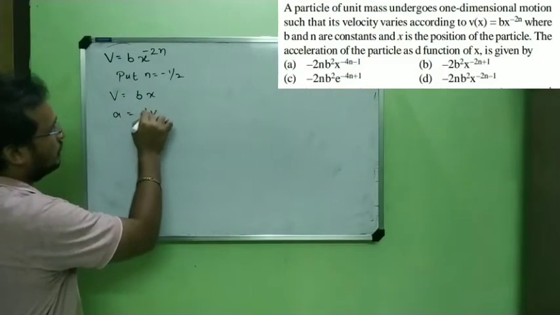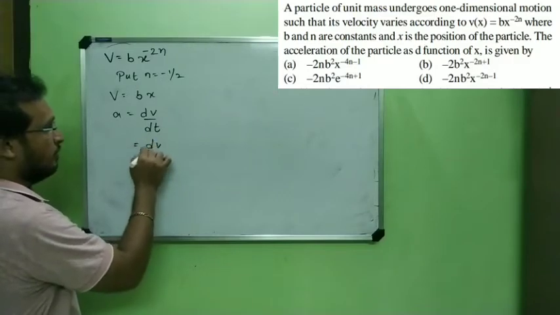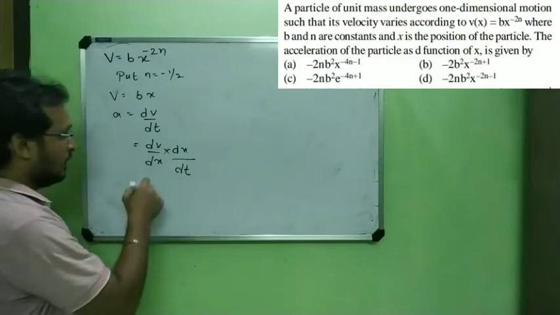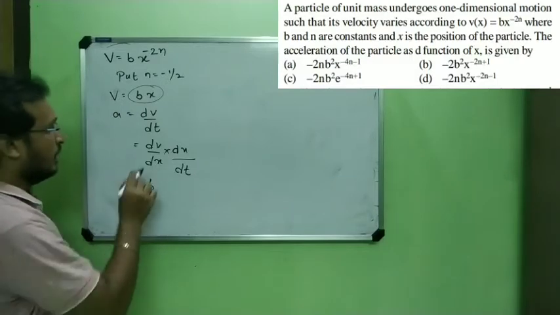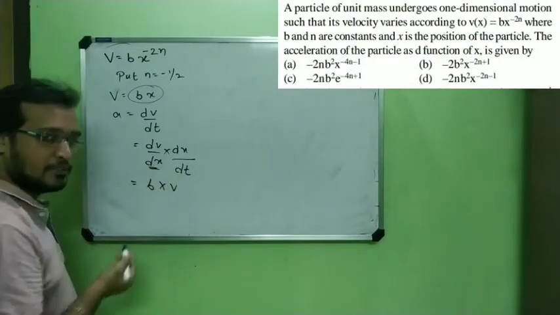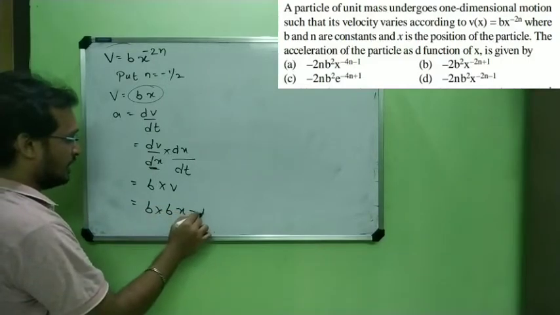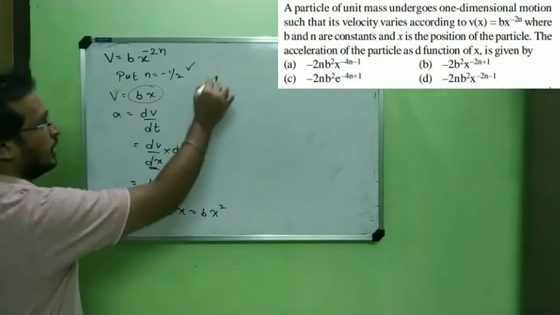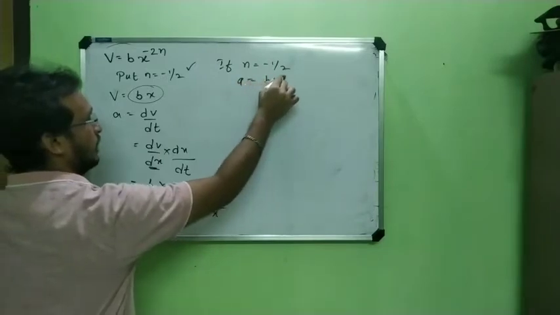We know a equal to dv by dt, rate of change of velocity is acceleration. That is dv by dx into dx by dt, multiplying and dividing by dx. Now what is dv by dx? If you differentiate v with respect to x, you will get b. dv by dx is b, into dx by dt. dx by dt means velocity, that is b into bx. So you will get a equal to b square x. If n equal to minus 1 by 2, acceleration will be b square x.